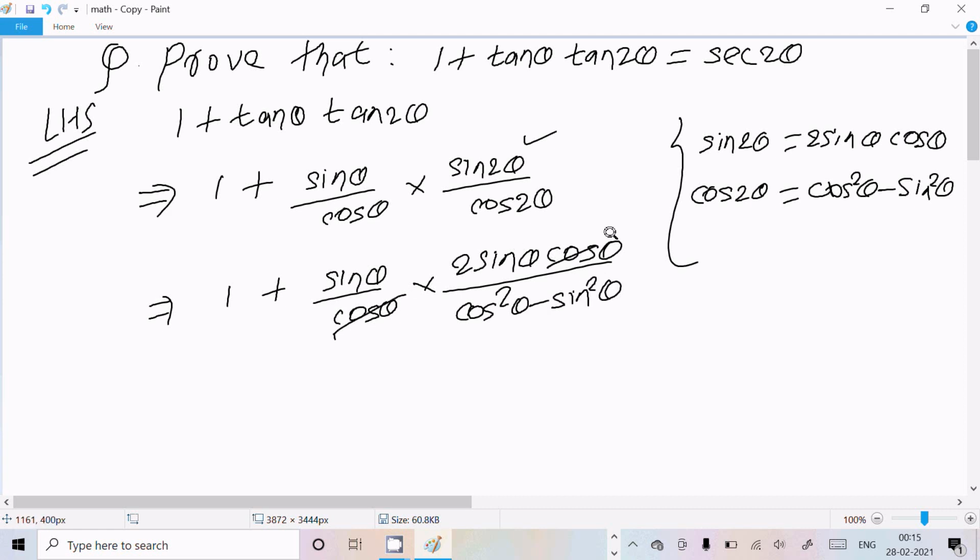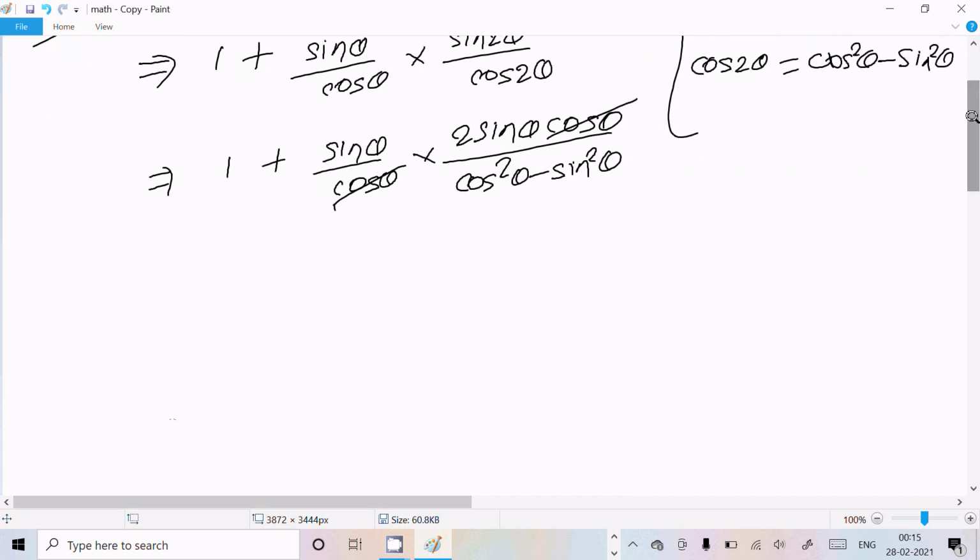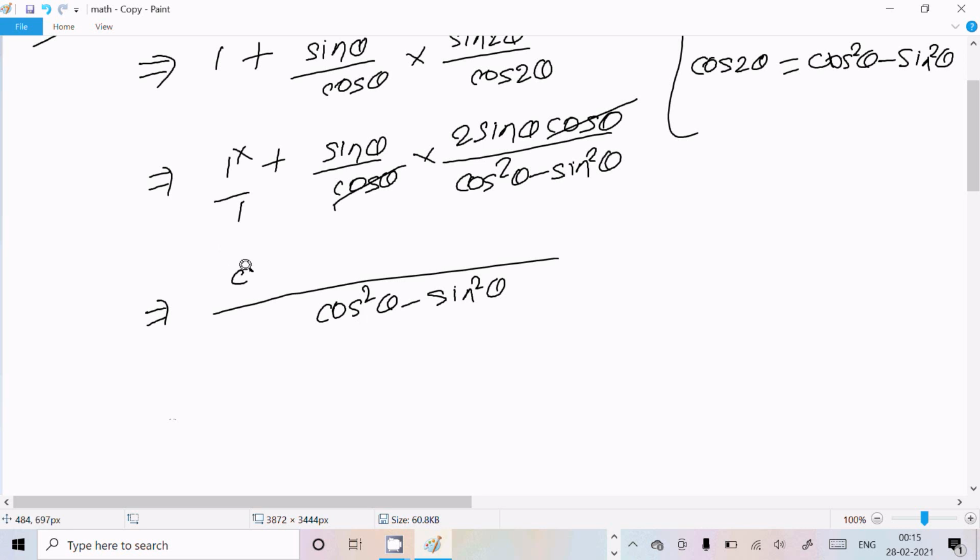Now this cos cancels, and thereafter we take the LCM of cos square theta minus sine square theta. So cos square theta minus sine square theta divided by 1 gives cos square theta minus sine square theta, which multiplies with 1. Here we get cos square theta minus sine square theta. Now sine theta into sine theta is sine square theta.